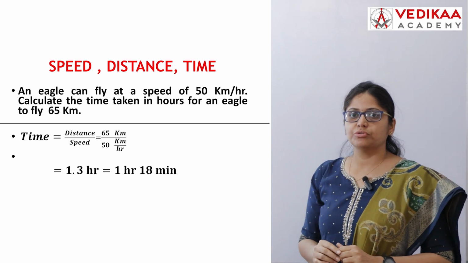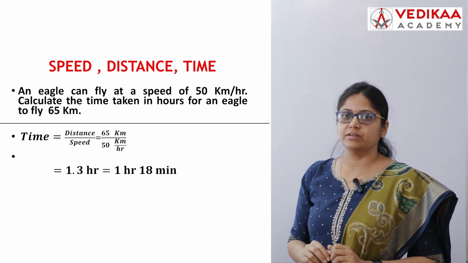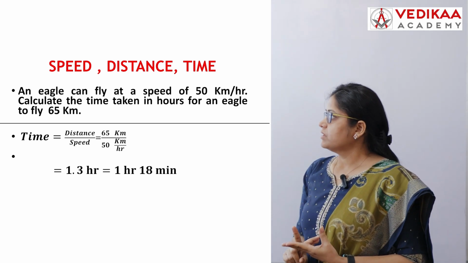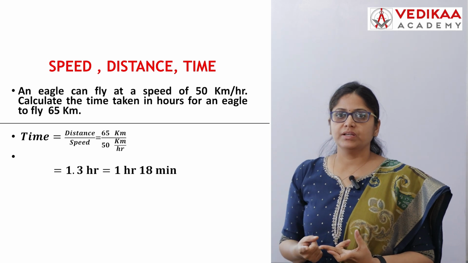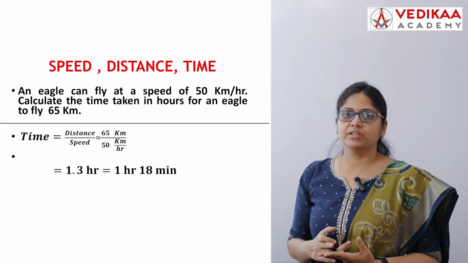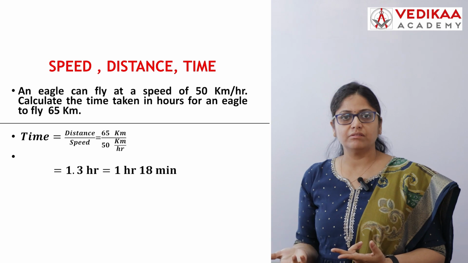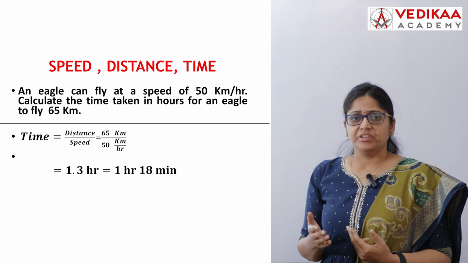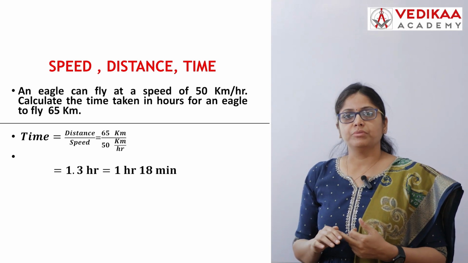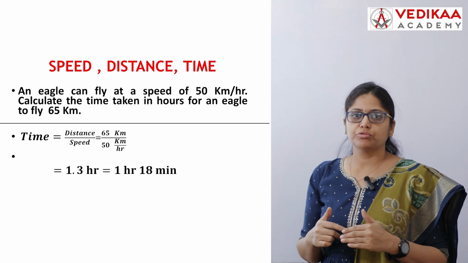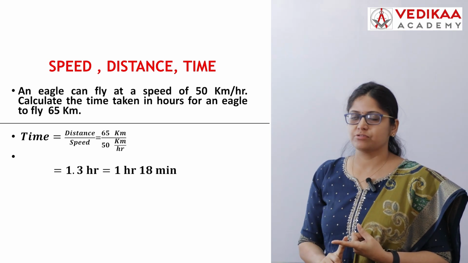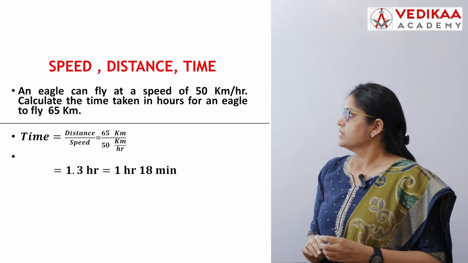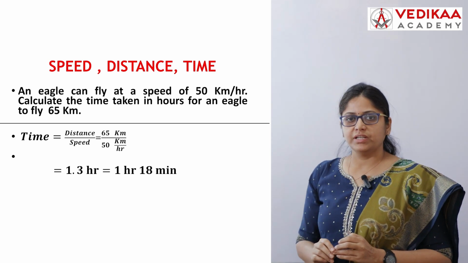Now, one thing that you have to remember here is that distance is given in kilometer. So whatever speed is given to you, it should be in kilometer per hour, or kilometer per minute, or kilometer per second, right? If speed is given to you in miles per hour, then you have to convert that miles into kilometer. As both are in kilometer, it is very easy to calculate. So what time you are getting is 1.3 hours.